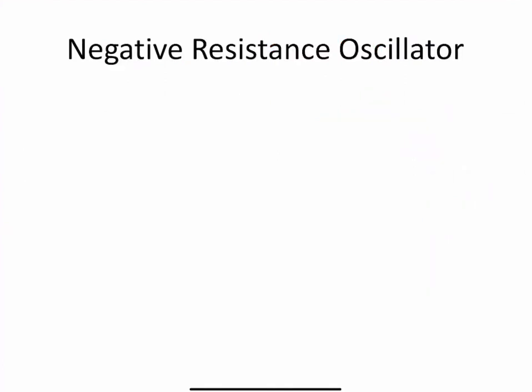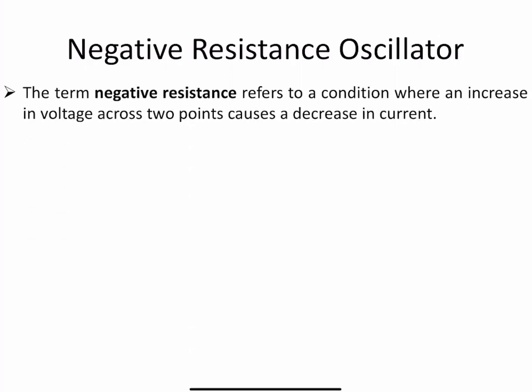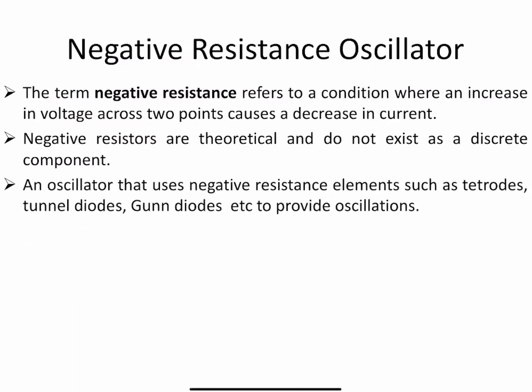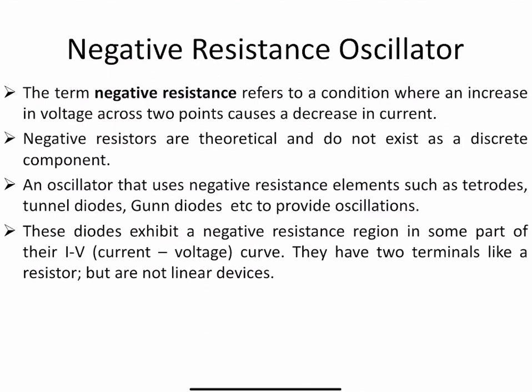Next is the negative resistance oscillator. The term negative resistance refers to a condition where an increase in voltage across 2 points causes a decrease in current. Or you can say if voltage increases across any 2 points, then a decrease in current will appear in case of negative resistance. Negative resistors are theoretical. These do not exist as discrete components. An oscillator that uses negative resistance elements such as tetrode, tunnel diode, Gunn diode, etc. to provide oscillations. These diodes exhibit a negative resistance region in some part of their current voltage characteristics.